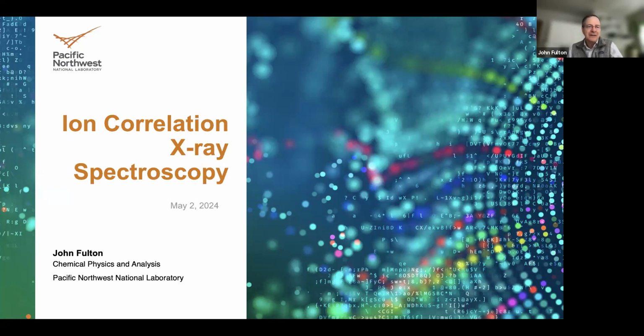The title is Ion Correlation X-ray Spectroscopy, and what I mean by that is using various X-ray methods to measure the ion-ion pair correlations in solution. This comes traditionally from X-ray scattering, but of course, XAFS is ideally suited for this, and you can get indirect information about the pair correlation functions from things like XANES or X-ray emission.